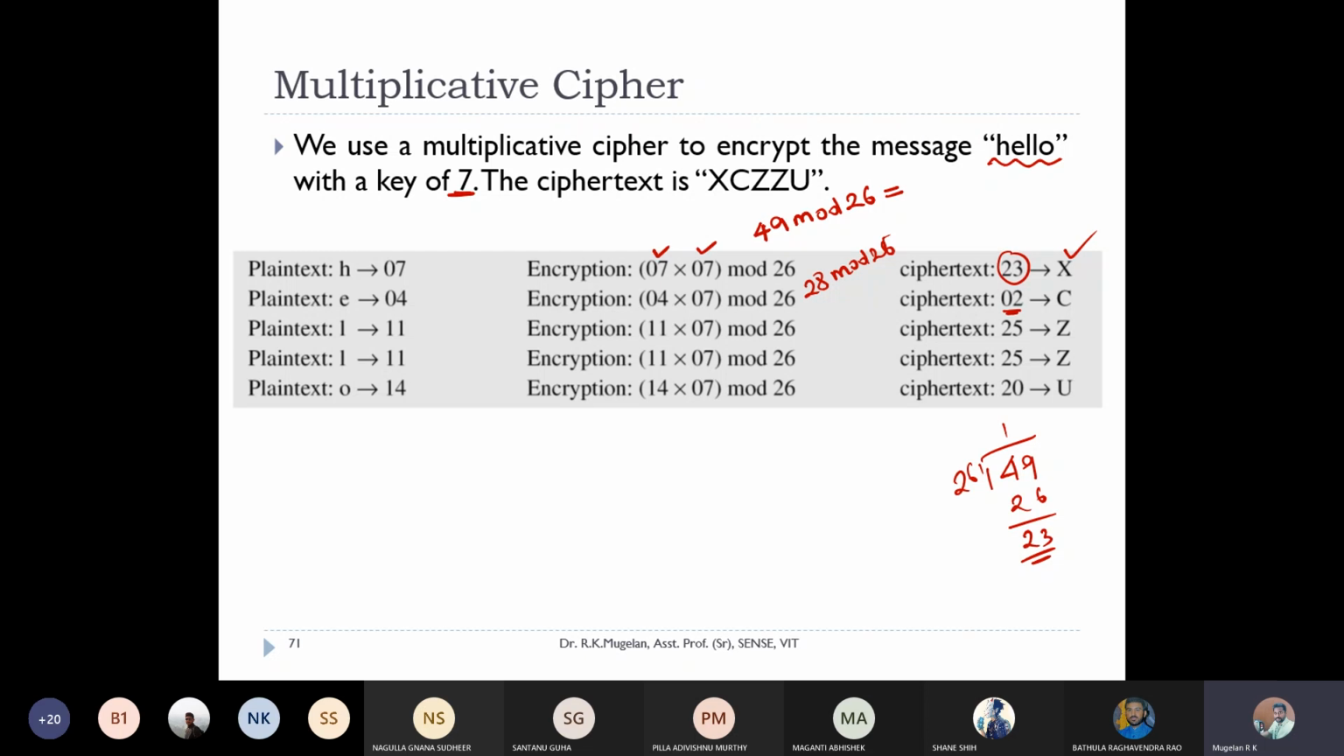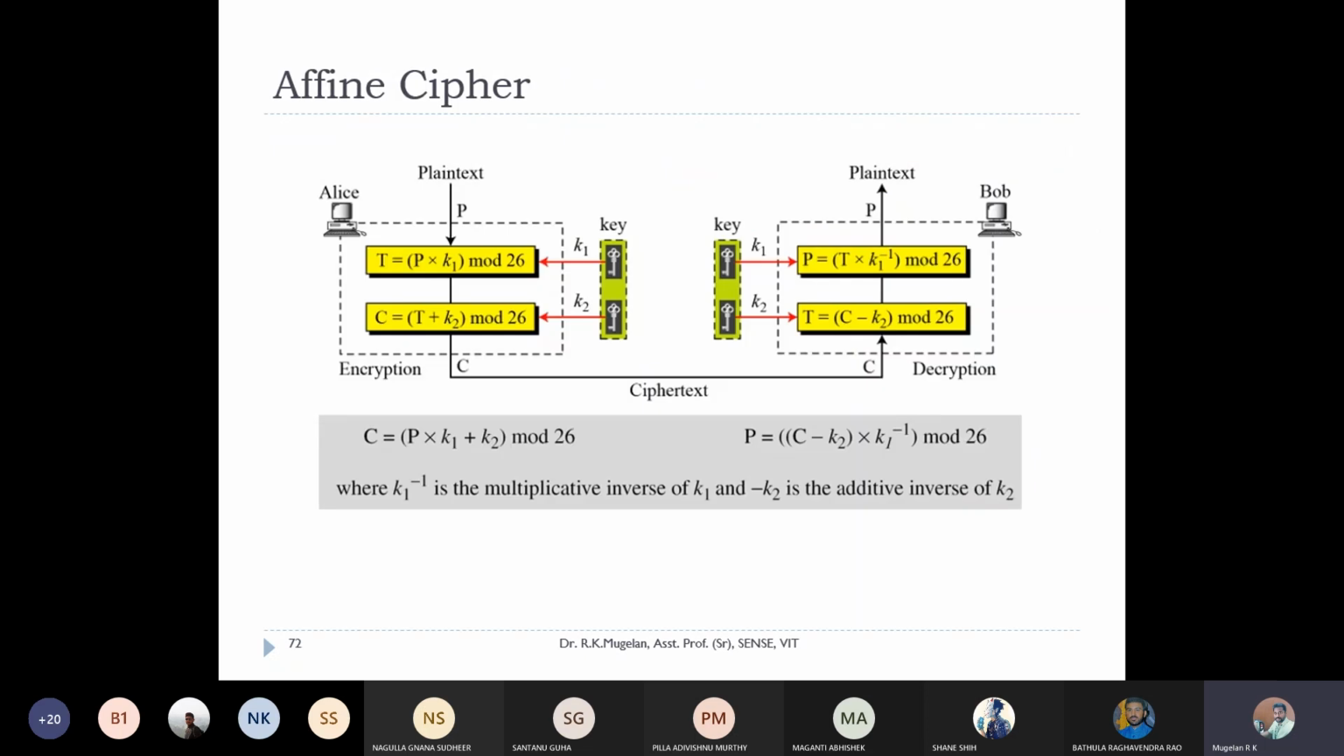Now they improved this one by adding the two operations of addition as well as multiplication. This cipher is called Affine Cipher. You'll be getting more numericals from this Affine Cipher during examinations. So here you can see how the process works. Initially the plain text is given as input. First I am performing a multiplicative cipher. K1 is the key used for multiplication and K2 is the key used for addition.